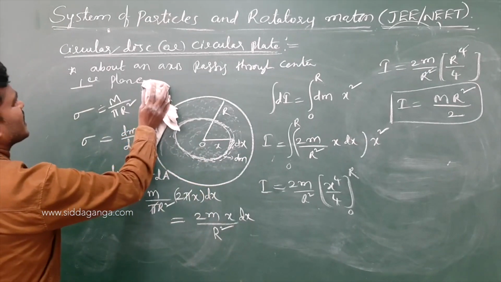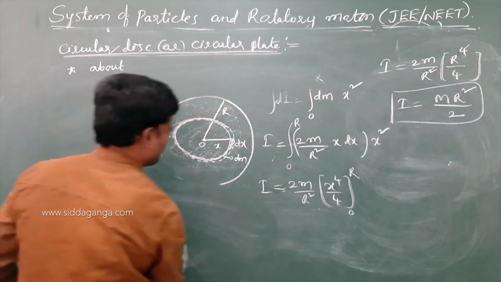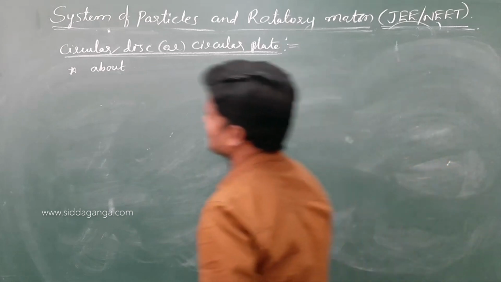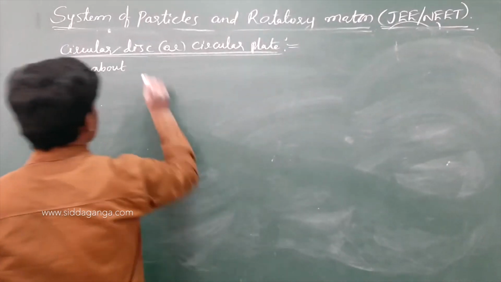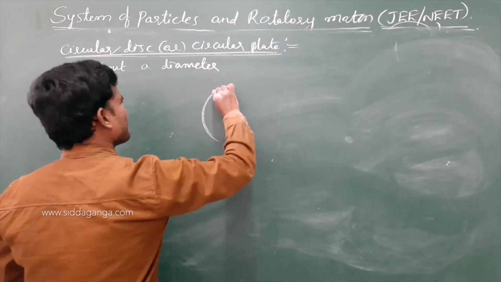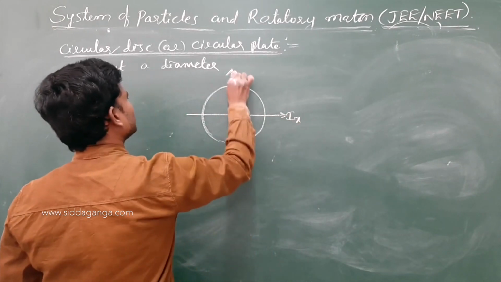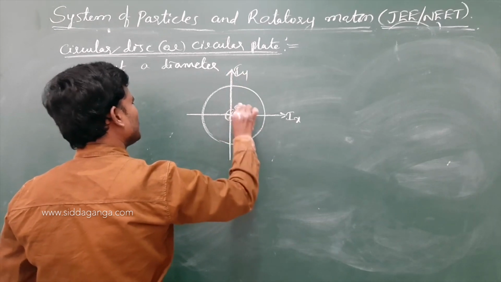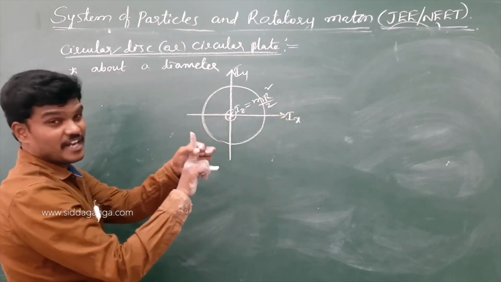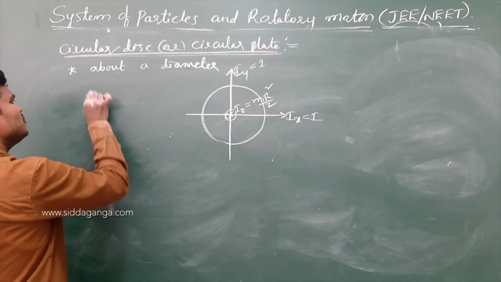So the second one, about an axis, or otherwise about a diameter. Diameter means there are two diametrical lines. This is one axis, Ix, this is another axis, Iy, and the Iz we just calculated is mr square by 2, perpendicular to the plane. Due to symmetry, these two are equal. Then use the perpendicular axis theorem.